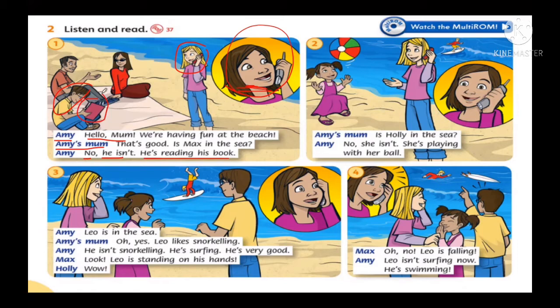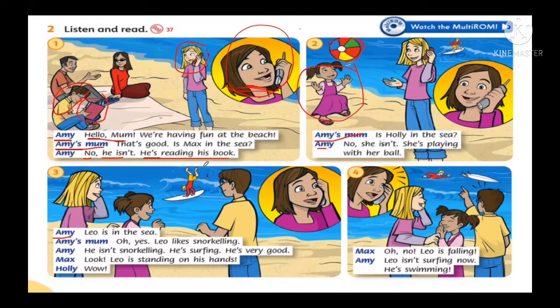So that's the first one. Second one, Amy's mom says, "Is Holly in the sea?" Holly is not in the sea. So that's why Amy says, "No, she isn't. She's playing with her ball." So she's playing with this ball. On the third scene, Amy says, "Leo is in the sea." And Amy's mom says, "Oh yes, Leo likes snorkeling."